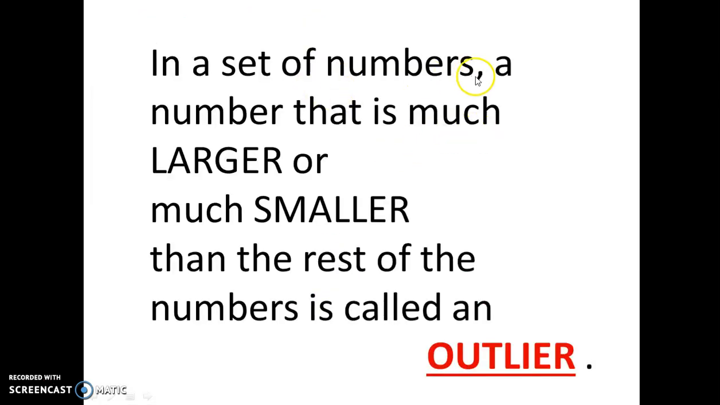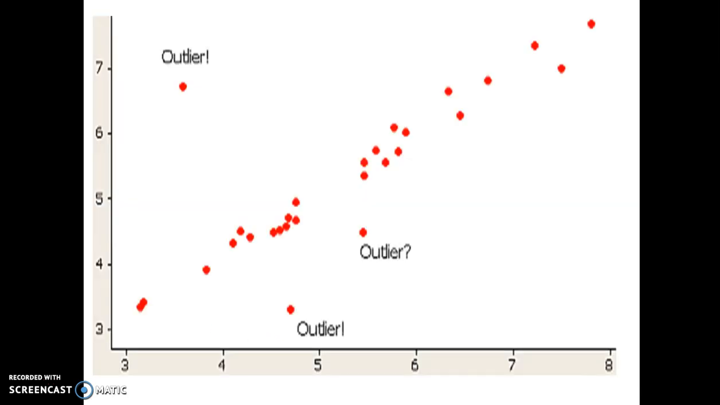In general, in a set of numbers, a number that is much larger or much smaller than the rest of the numbers is called an outlier. But in mathematics, we want to be more precise, so we don't just say much larger, much smaller. We have to calculate what is that amount we want to use. And there is a calculation for how to find an outlier. That's what we're going to see how to do today.